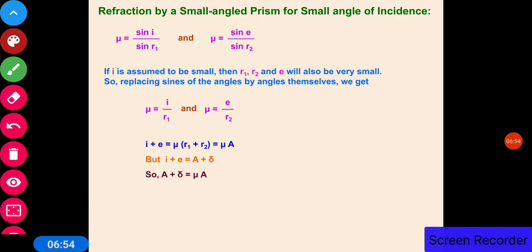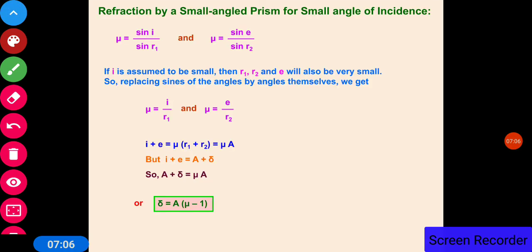So we can say that A plus del is equal to mu A, or this relation reduces to del is equal to A times mu minus 1. So del is equal to A times mu minus 1. So for refraction by a small angle prism for small angle of incidence, this is the relation: the angle of deviation is equal to A into mu minus 1.